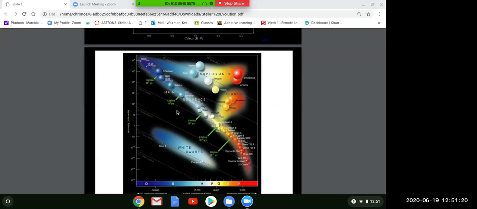This is a nice one. It shows mass. Look, 5 solar masses for a star here, 10 solar masses. The sun is 1 solar mass. So it shows solar masses here, the mass of the star. And there are some nice red dwarfs over here, these low mass stars. So that's a nice one.